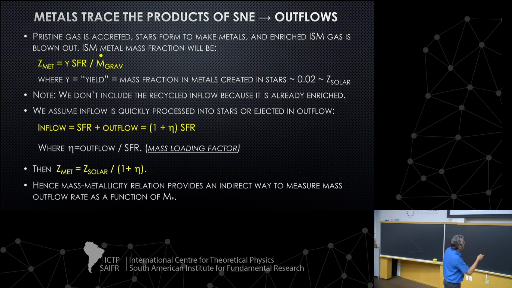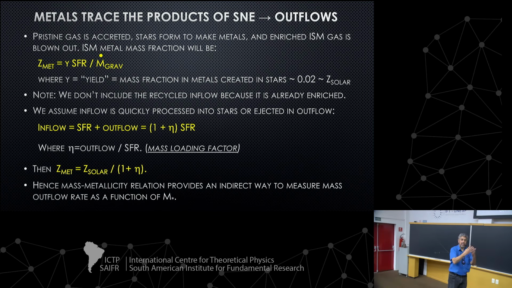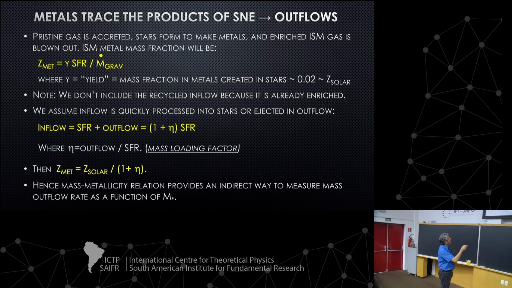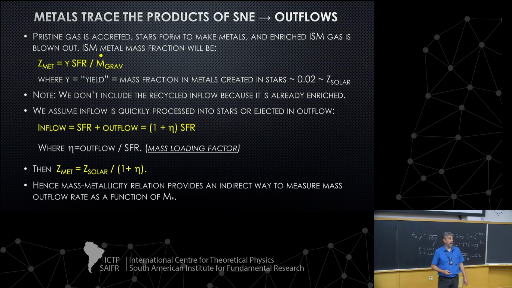This term does not have the recycled inflow because the recycled stuff is already enriched. Remember, it doesn't need to be further enriched. You only need to enrich the stuff that's coming in for the first time. So again, the inflow is equal to star formation rate plus outflow. Rewriting it in terms of this eta parameter, that's 1 plus eta times star formation. So this is your m dot grav, which means I can solve for this, put Z solar in for y, and put this in for star formation rate. The star formation rate cancels out between the denominator and the numerator, and that leaves you with a very simple equation: the metallicity of galaxies is basically something like the solar metallicity over 1 plus eta.